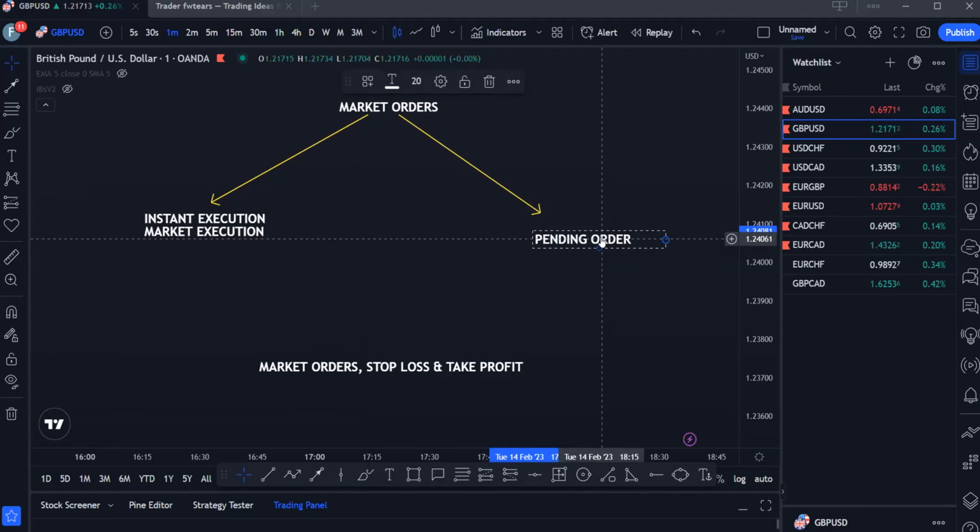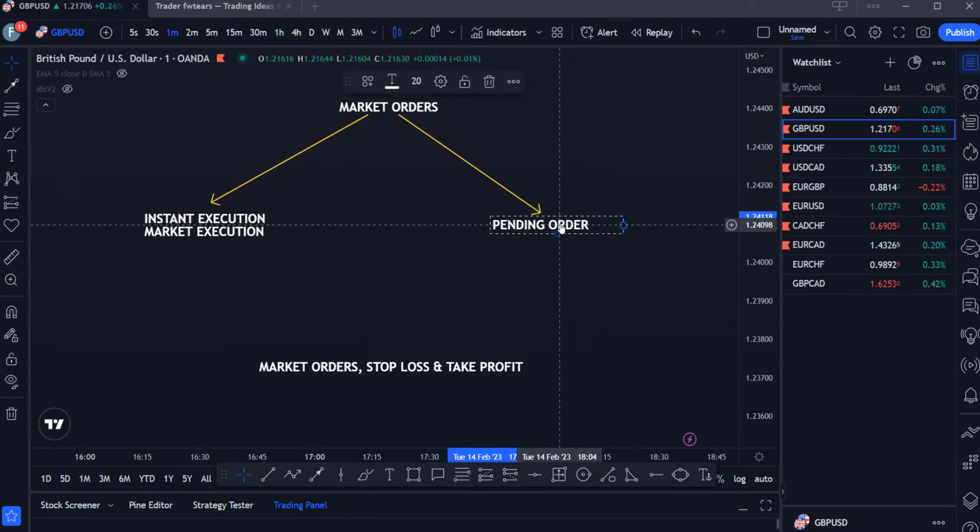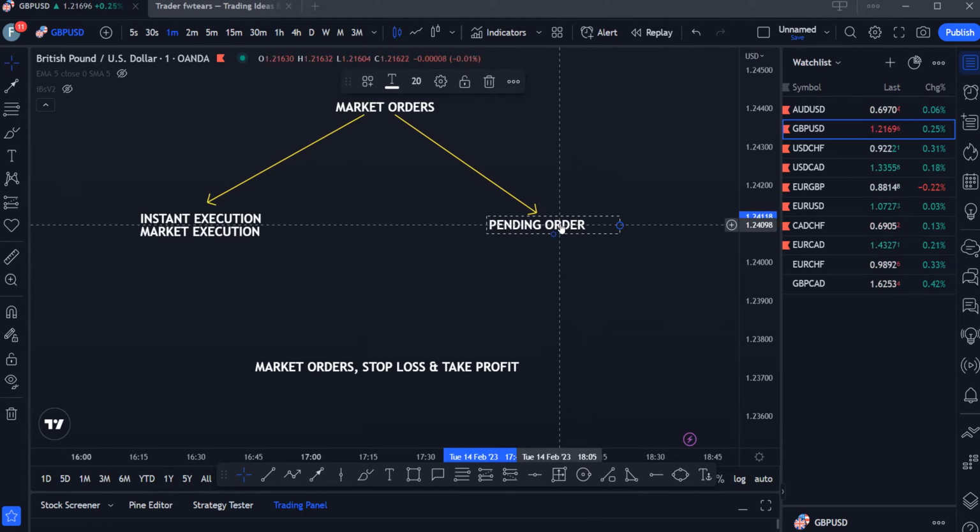So a pending order is a type of market order where you are the one that will choose the price at which you want to enter that particular trade. All right, so that's why it's called a pending order. Unlike instant execution, where the current market price is what you are entered into the market at, for a pending order, you are the one that will set the price, the exchange rate at which you want to enter that particular trade, a buy or a sell trade.